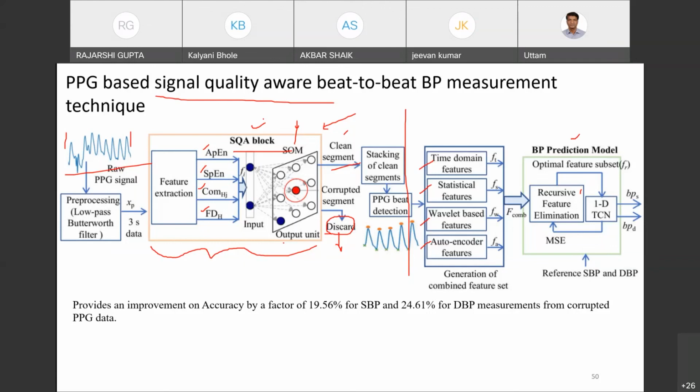So the best way to have a reliable beat-to-beat blood pressure measurement is to assess the quality of the pulses before you predict the blood pressure. The result is that we could improve the accuracy by a factor of around 20% for systolic blood pressure and around 25% for diastolic blood pressure from unknown motion-corrupted PPG data. So that is the advantage.